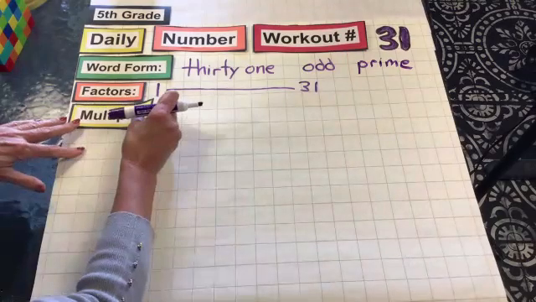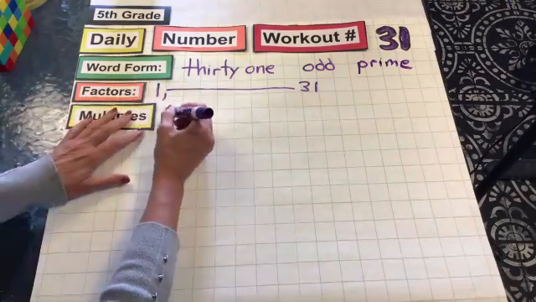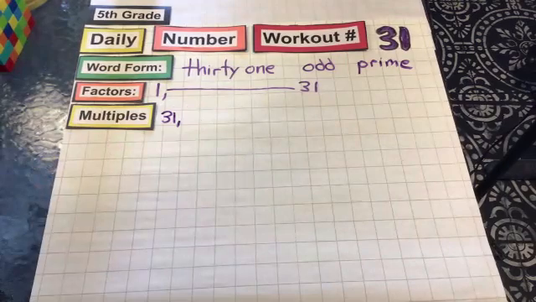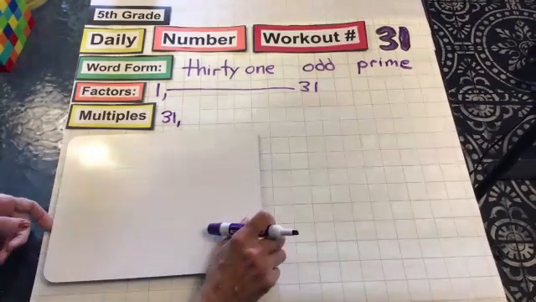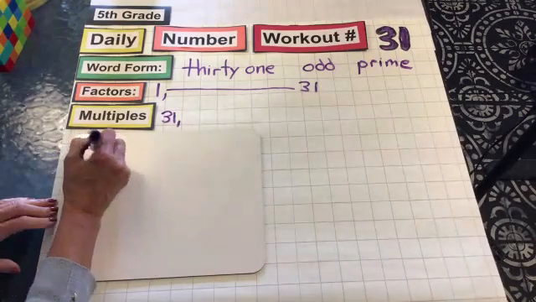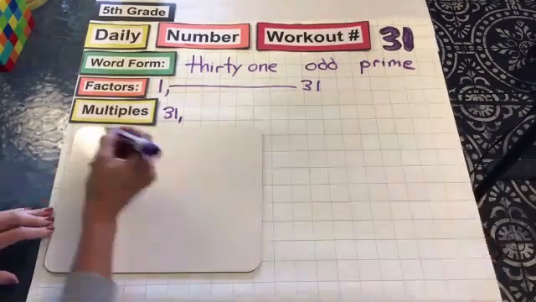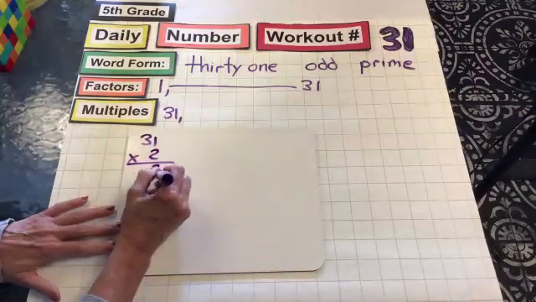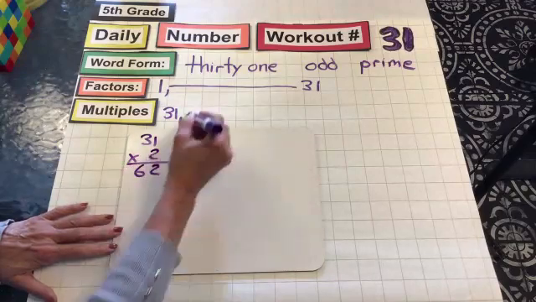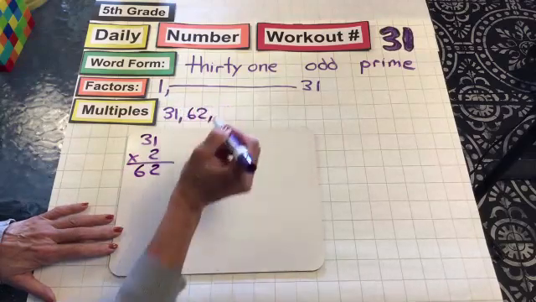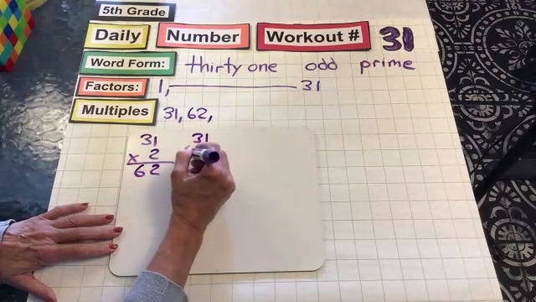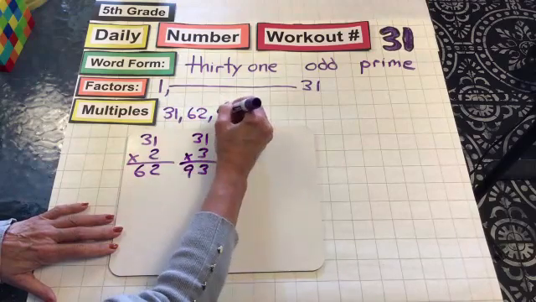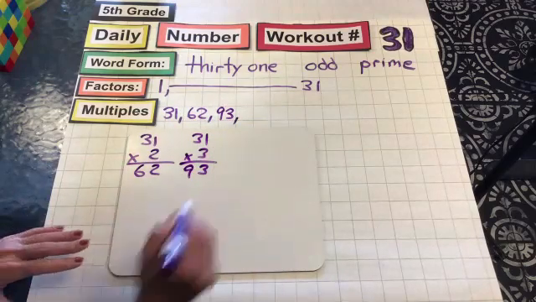All right, let's go for the good old multiples. So we know the first multiple, 1 times 31, is 31. Get out our scrap paper now so we can start multiplying. So 31 times 2. 2 times 1 is 2. 2 times 3 is 6. So 62 is the next multiple. Let's do 3 31s. 3 times 1 is 3. 3 times 3 is 9. So 93 is a multiple of 31.